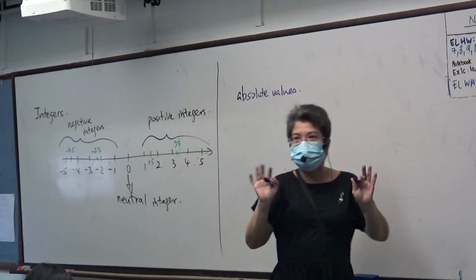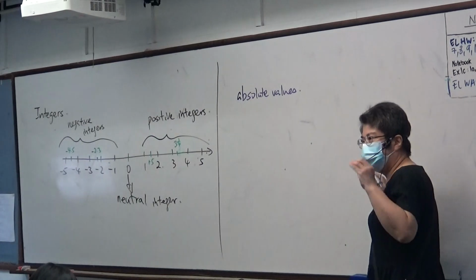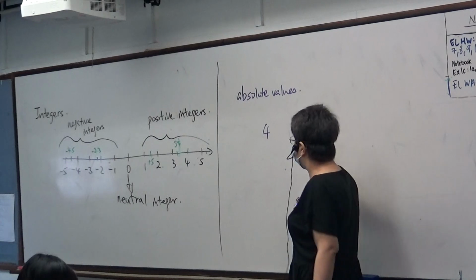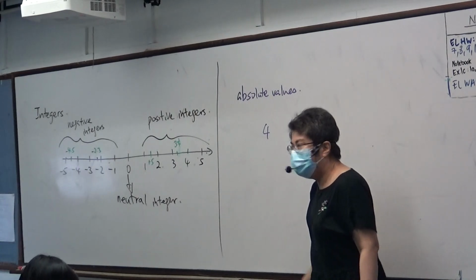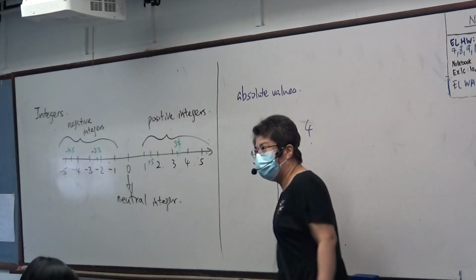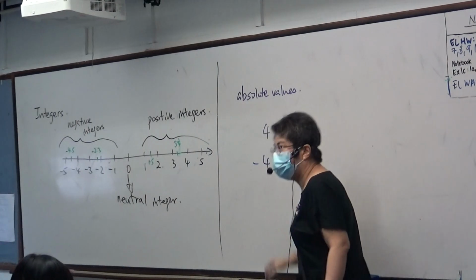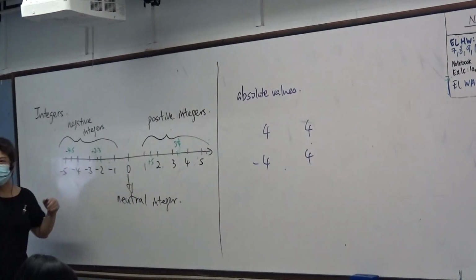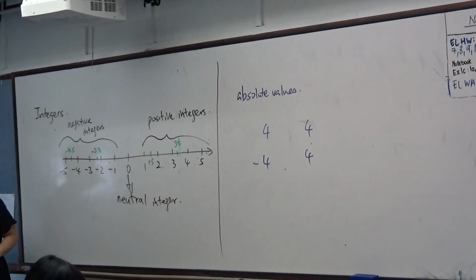Absolute value means you don't care about the sign. For example, what is the absolute value of 4? It's just 4. What's the absolute value of negative 4? It's also 4, because it's the distance away from the reference point. That's all. So absolute value does not care about the sign.